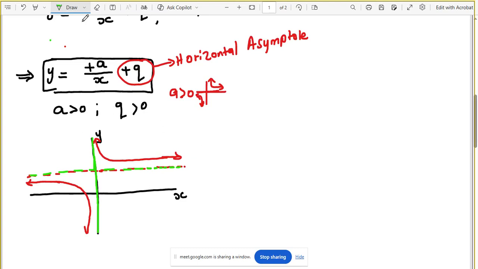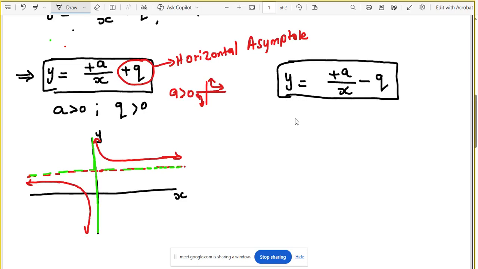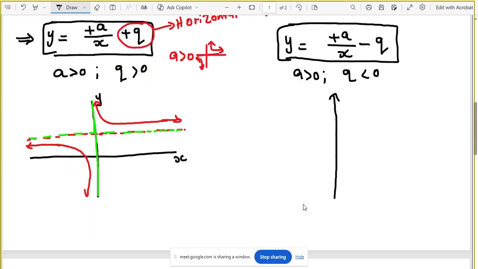So this is how your graph will look. Now let's say that you are given y, the value of a is positive, but the value of q is negative, meaning that a is greater than 0, but q is less than 0. So now the shape of the graph will still be in quadrants 1 and 3, but what changes now? It will be the vertical asymptote.